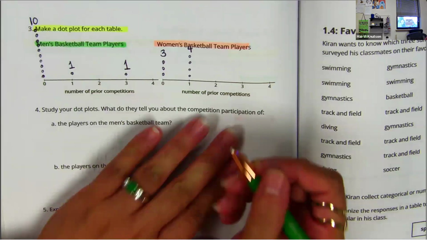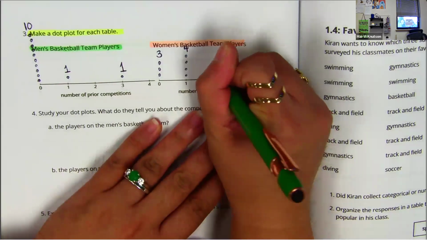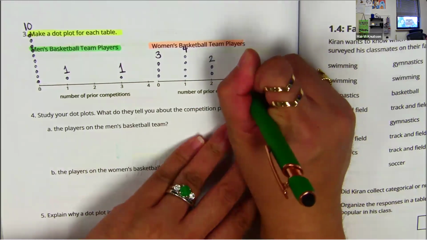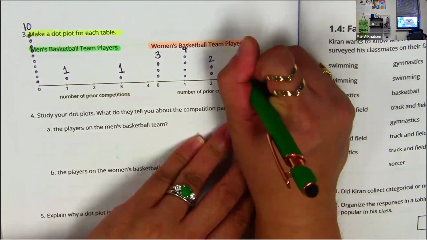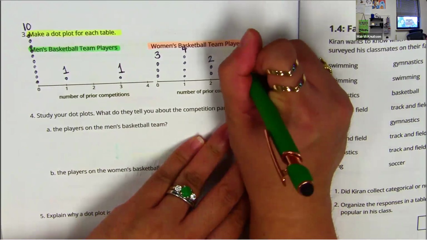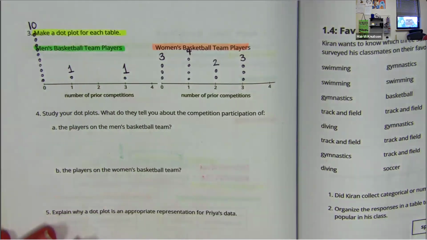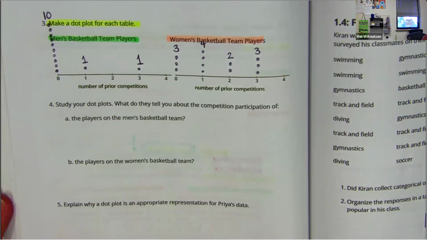Okay. 2 dots. I got 3 dots. And then how many dots do I have? 4? None at 4, so I'm going to leave that alone. So there's the women's dot plot.